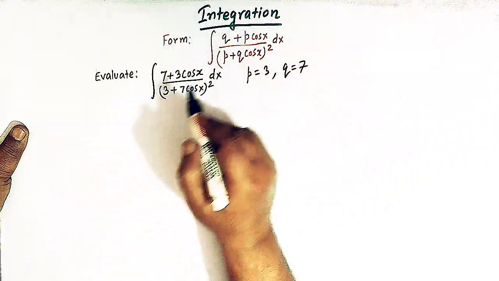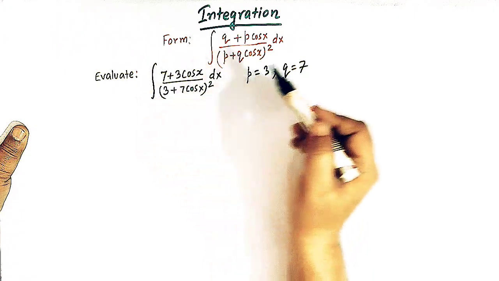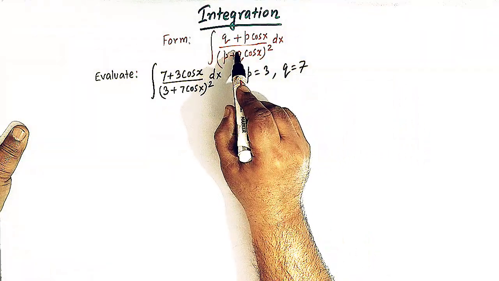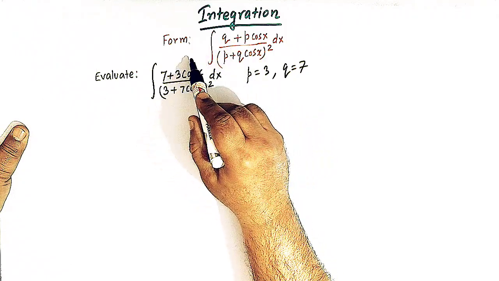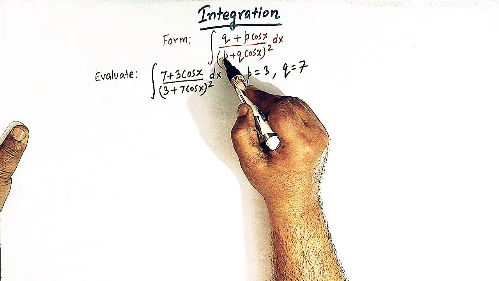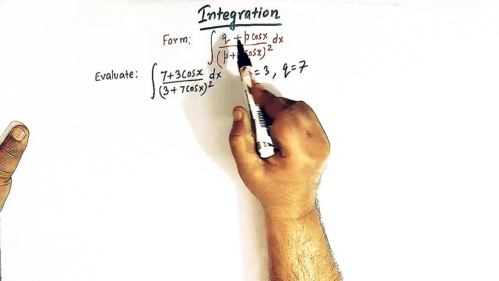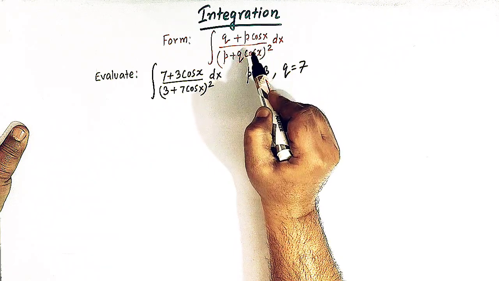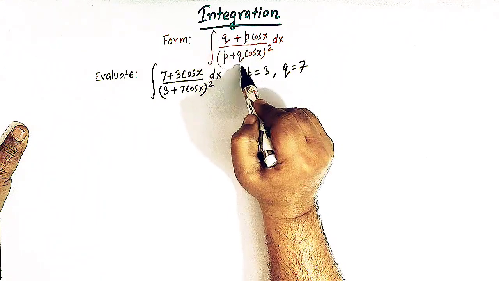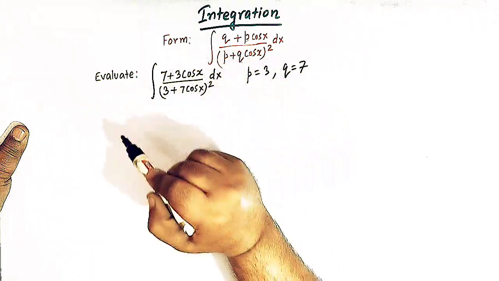So let us see how we can find out the integral of this function, and we'll consider the general method here. So let us consider this one, right? So whenever we come across integrals of this type, where here we have p and here also we have p, and here we have q and here also we have q, right? So we have q plus p cos x, and in the denominator, the numbers p and q are interchanged, and we have (p plus q cos x) whole square, right?